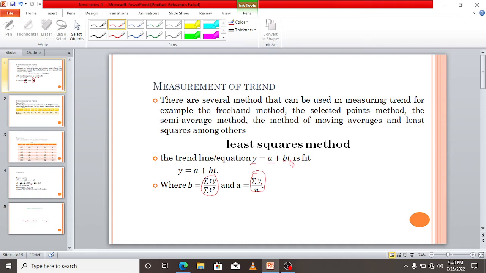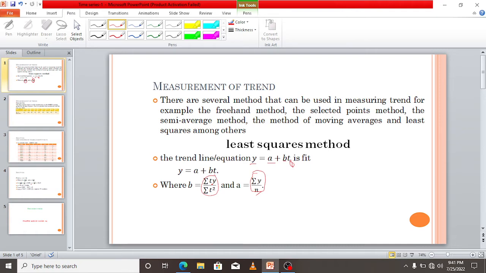So the number of years, let me count: 2018, 2019, 2020, 2023. Those are what? Those are 4 years. Okay, so the number of years, it is n. So this n implies the number of years. So we are going to see how we can get t and then t squared.